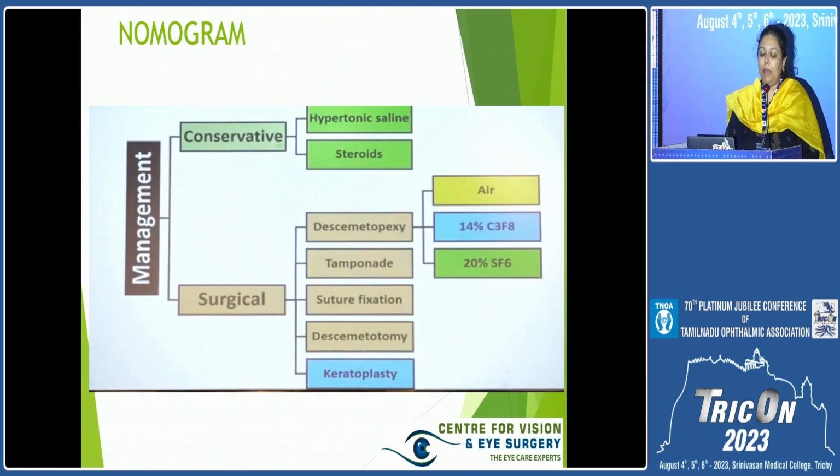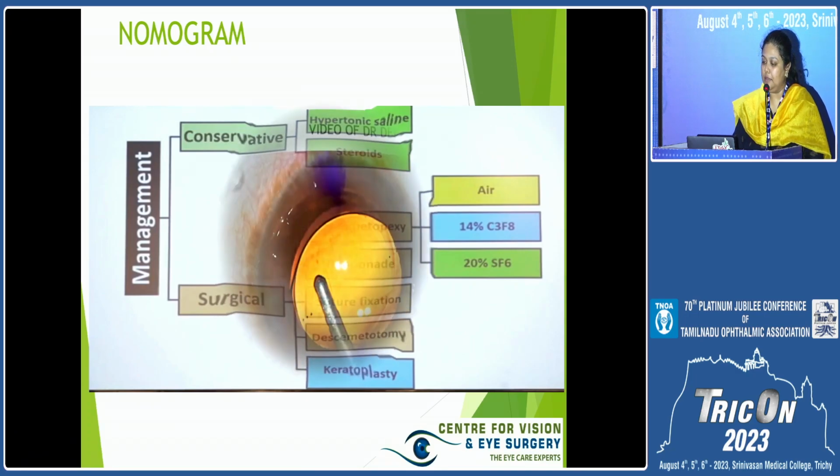A nomogram for management of hydrops would be conservative, where you put the patient on steroids to reduce the inflammation and hypertonic saline to reduce the fluid inside the stroma. Surgically, you can go for descemetopexy with air, C3F8 or SF6. You can do an air tamponade. You can do a suture fixation, a descemetotomy, or you can go ahead and do a keratoplasty.